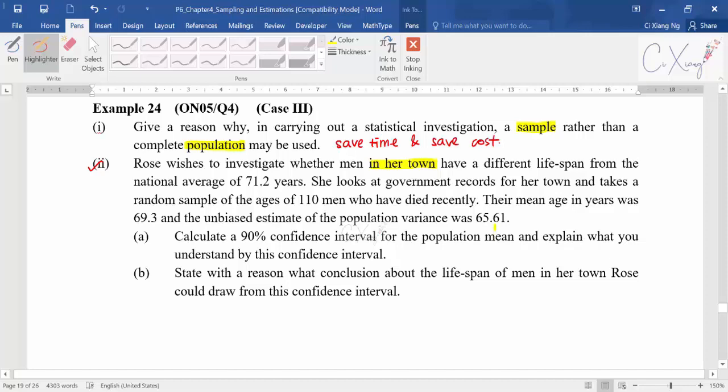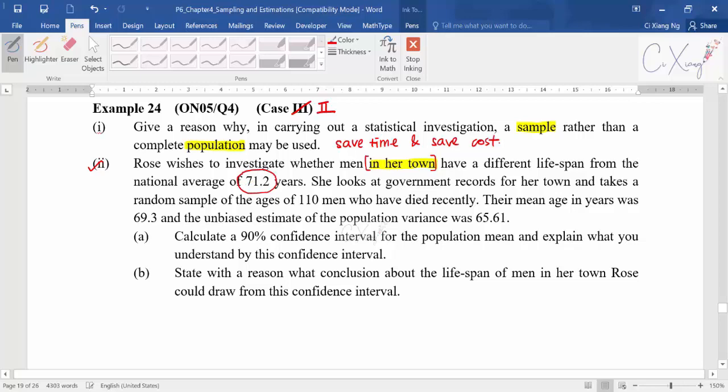Okay, so now how to know what case this belongs to? I think I made a mistake here. This one should be case number 2, not case number 3, if I'm not mistaken. Let us have a look. Okay, because first of all, she wants to investigate the men in her town, and the national average is 71.2. So this question has some numbers that might confuse all of us.